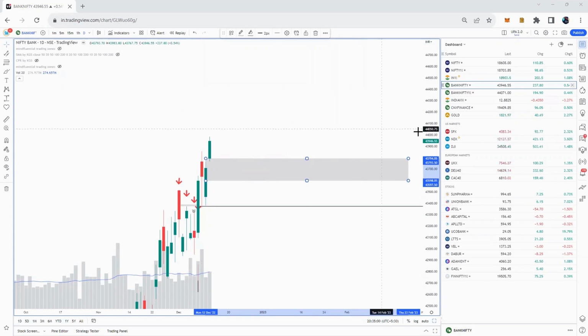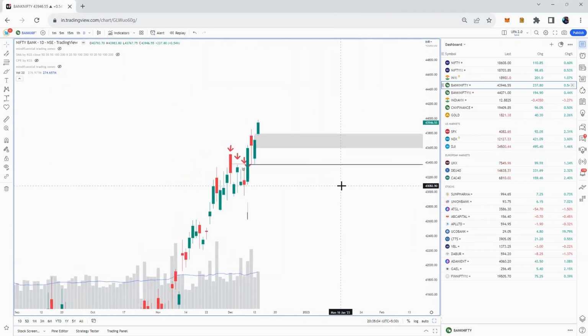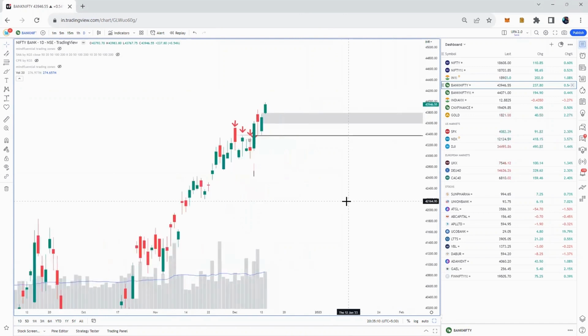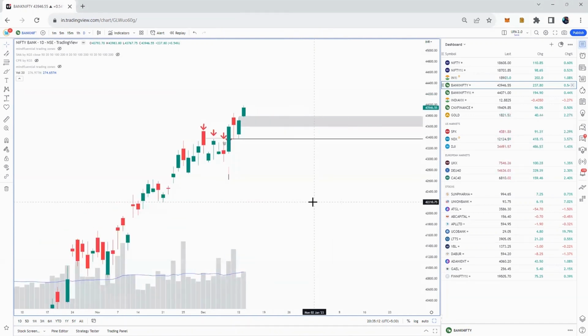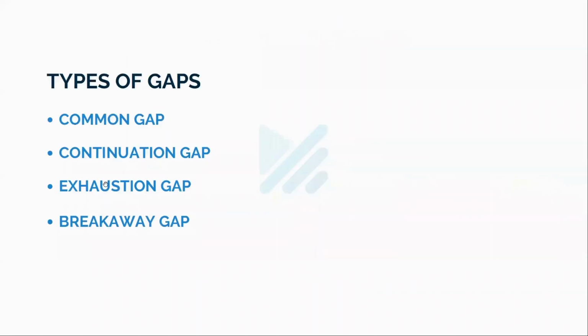But now what we are discussing is from the positional trading perspective, which means support and resistances in the daily time frame. For that, this is what we use to mark the gap ups or gap downs. This can be a continuation gap. This is one type of gap. And the third type of gap is the exhaustion gap.